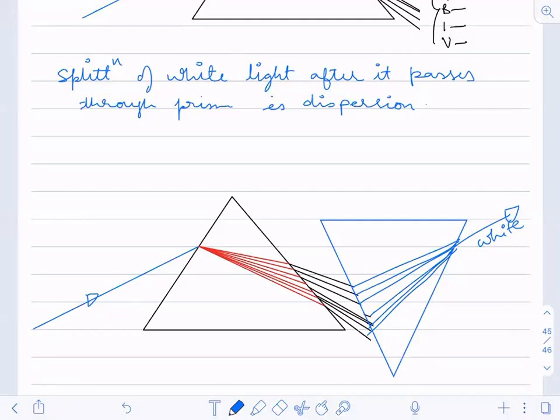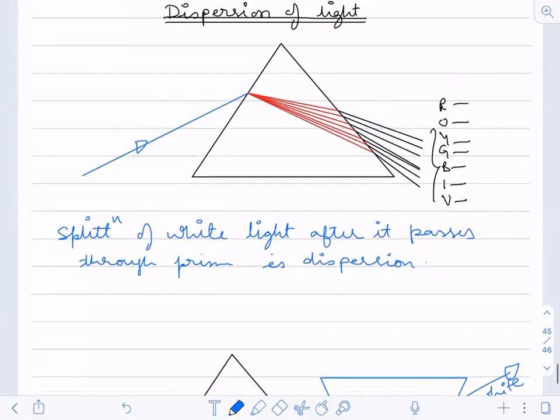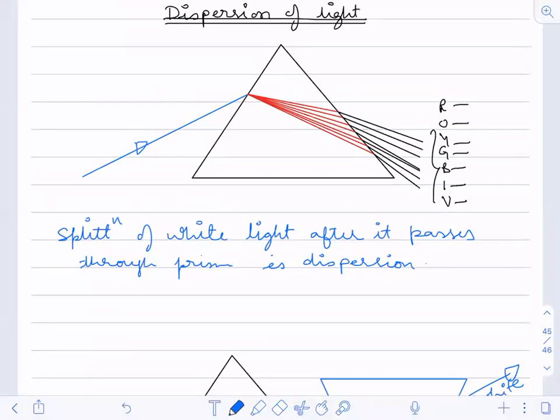So this was all about dispersion. So what is dispersion? The splitting of white light after it passes through a prism is called dispersion, and it disperses into 7 different colors, which is VIBGYOR. And the names of the colors you should know.